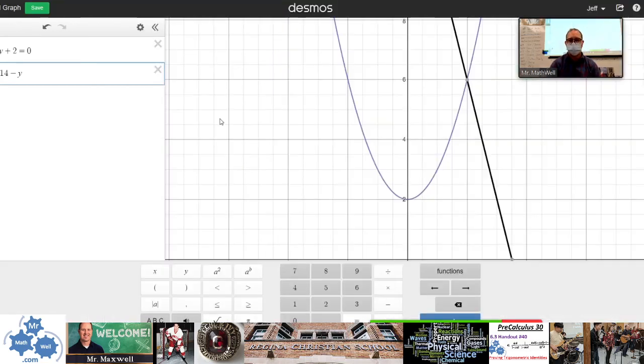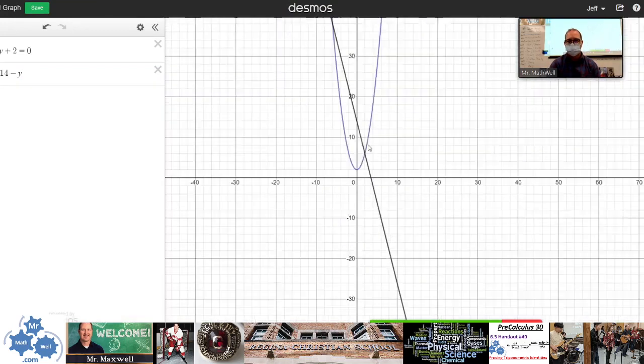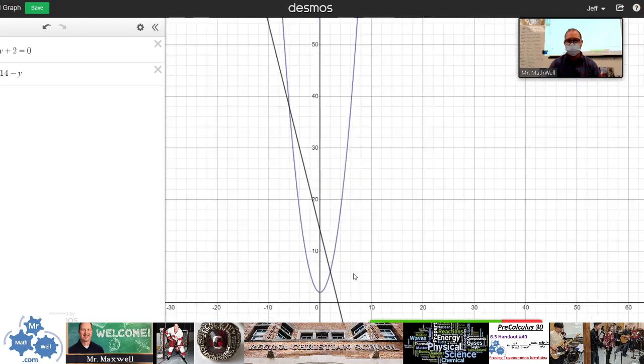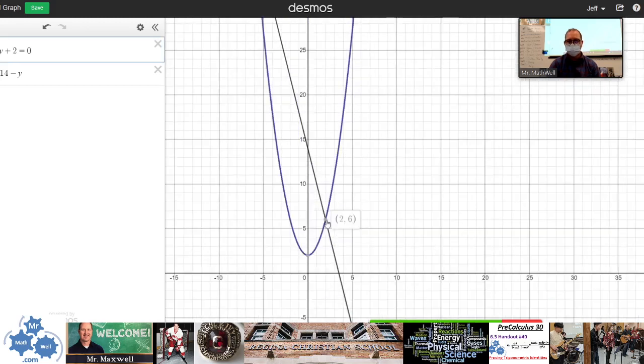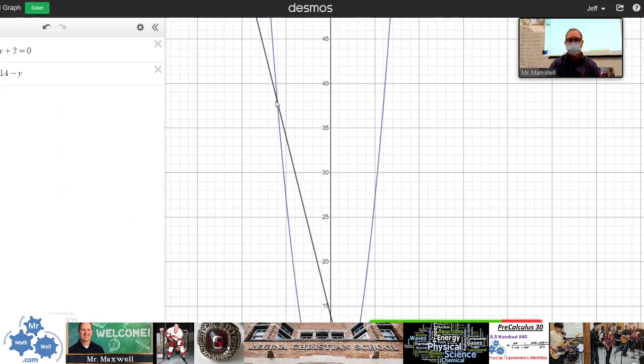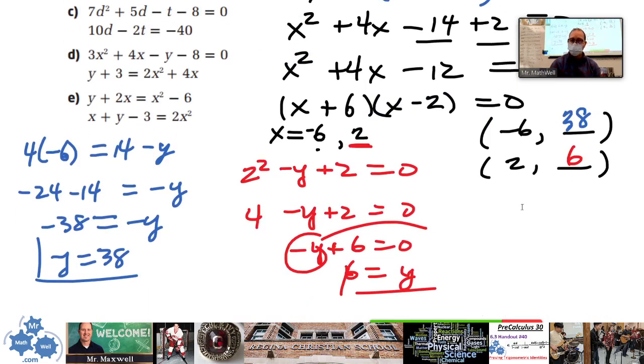Let's make this screen a bit bigger here and zoom back out. Okay, so there we go, quadratic and linear, and it looks like we have 2 intersection points. This first one here is, what is it? (2, 6). Oh, (2, 6). Nice. That's this one down here. Let's check out the other one. It's going to be way up here. This one is (negative 6, 38). Sweet. So we've checked that graphically, and now we can be confident that these are the 2 points.